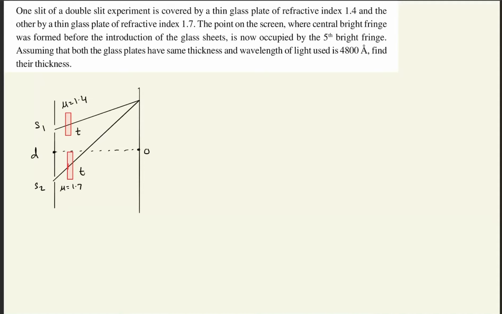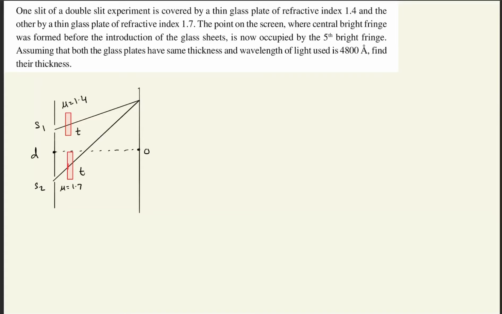Hello dear students, let's consider a problem in which one slit of a double slit experiment is covered by a thin glass plate of refractive index 1.4 and the other by a thin glass plate of refractive index 1.7. The point on the screen where the central bright fringe was formed before the introduction of the glass sheets is now occupied by the fifth bright fringe. Assuming that both the glass plates have the same thickness and the wavelength of light used is 4800 angstrom, find their thickness.